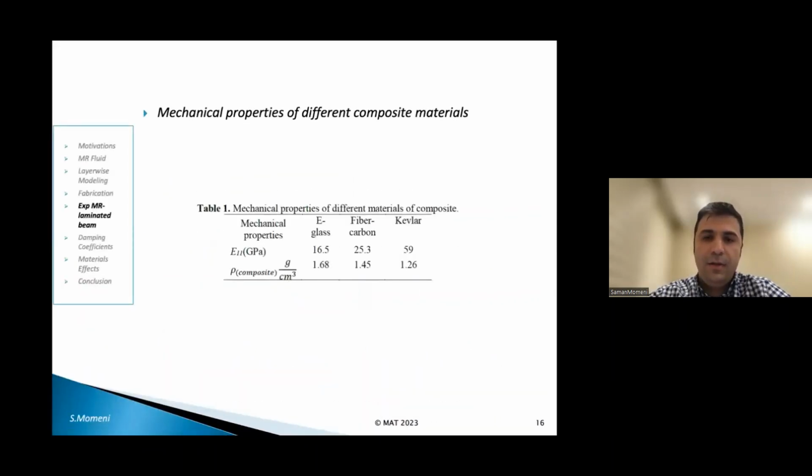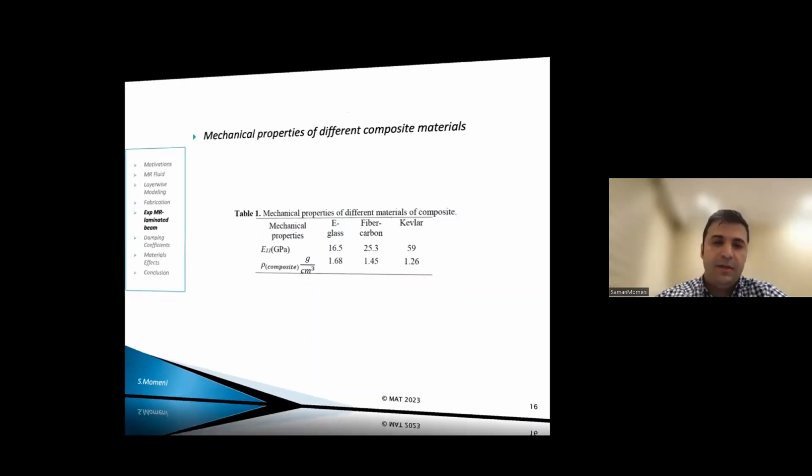And the mechanical properties of different composite materials show that the mechanical properties of Kevlar are higher than fiber carbon and e-glass. E11 and the rho, or density, of Kevlar are much bigger than fiber carbon and e-glass, because totally Kevlar is harder than fiber carbon and e-glass material.